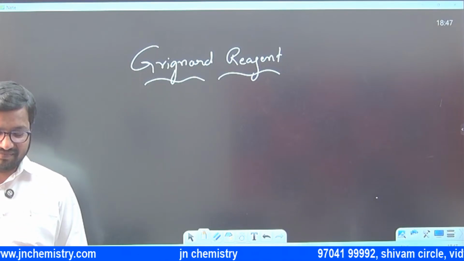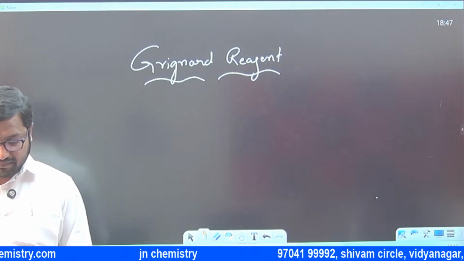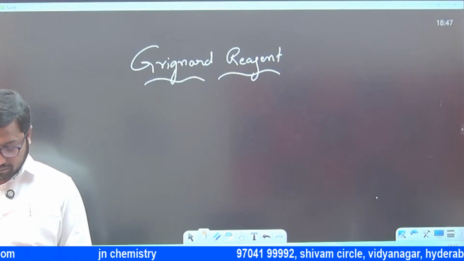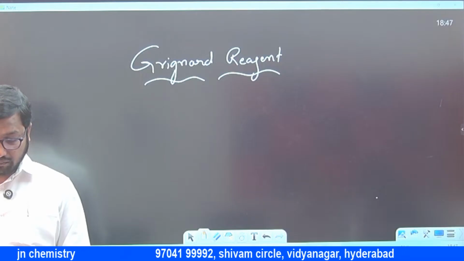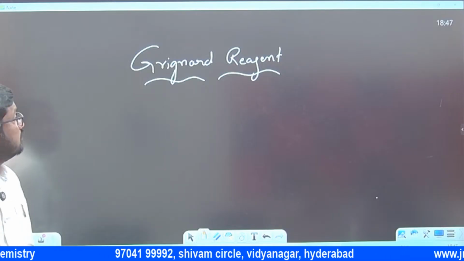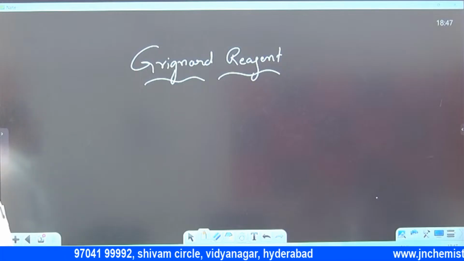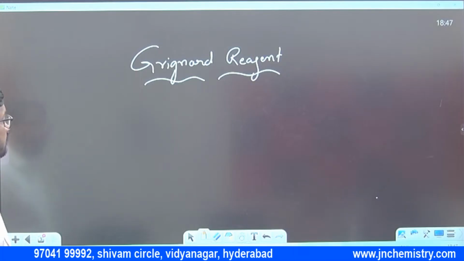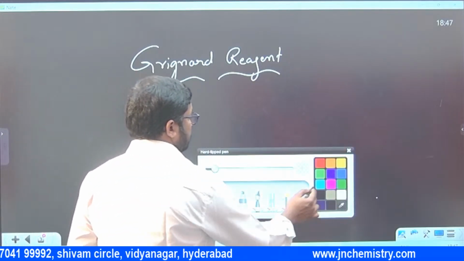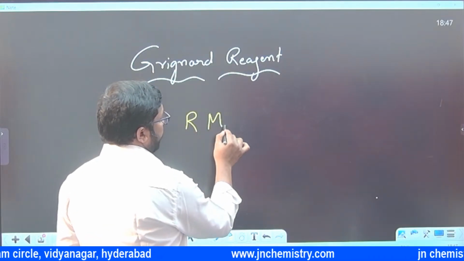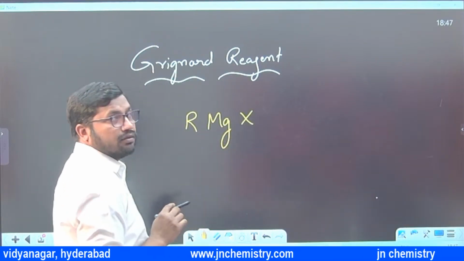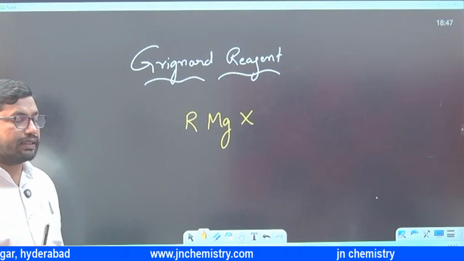Halogenation. Come on. What is a Grignard reagent? RMgX. RMgX. What is R?